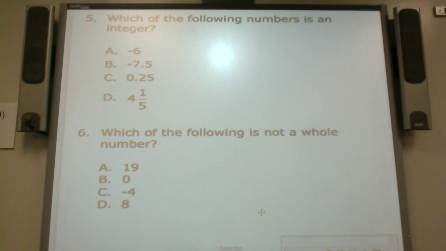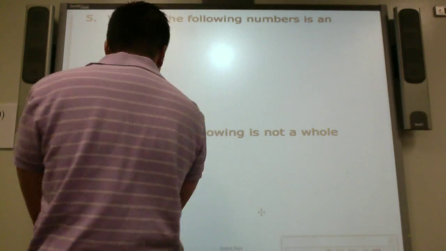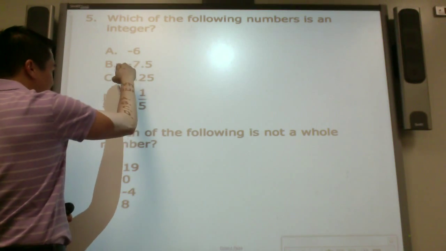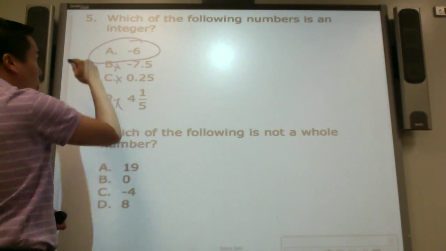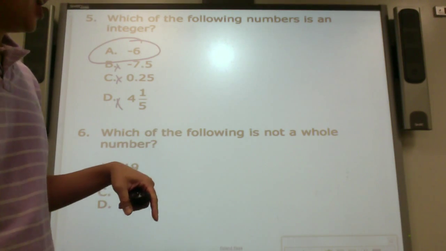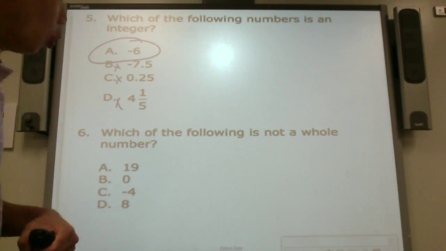Number 5, which of the following numbers is an integer? What's an integer again? A positive or negative whole number. No, these are decimals. These are fractions. Positive or negative whole numbers.